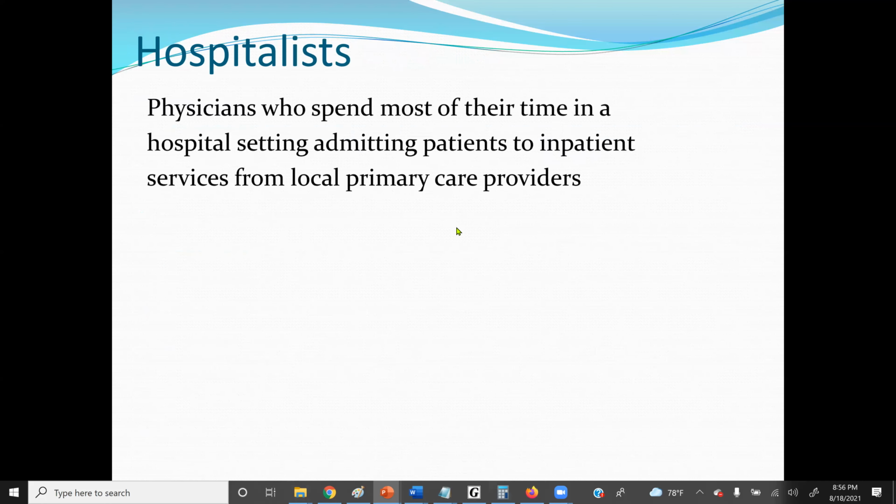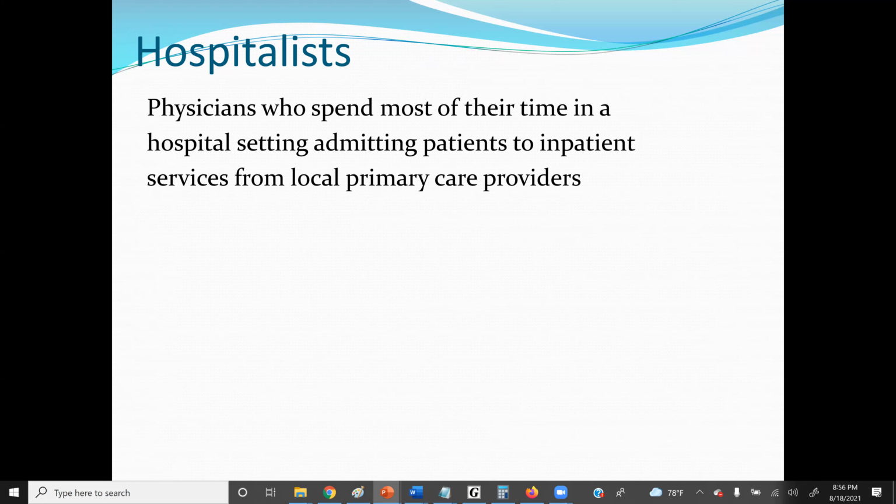Also, physicians who spend most of their time in a hospital setting admitting patients to inpatient services from local primary care providers are called hospitalists. I'll call them that again. One of the main objectives of this lecture is, again, trying to introduce and define new terminology in the healthcare profession or health informatics profession.